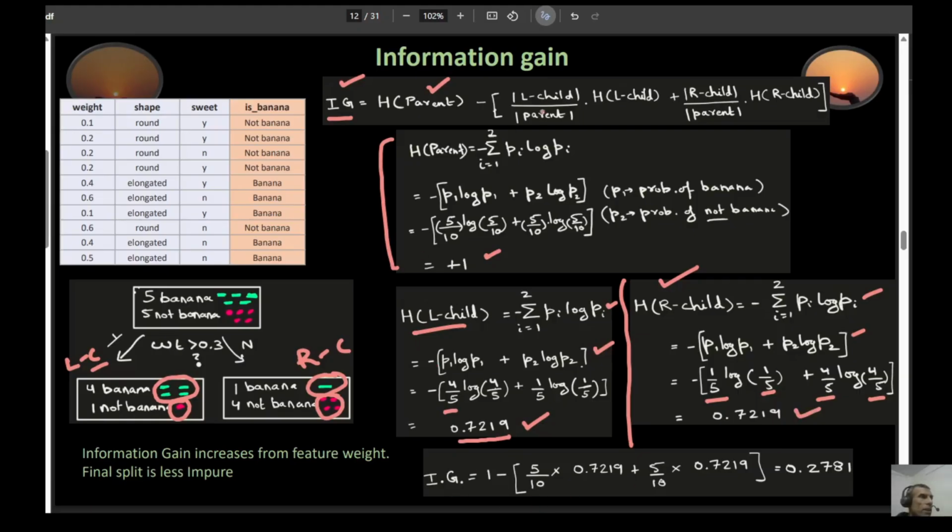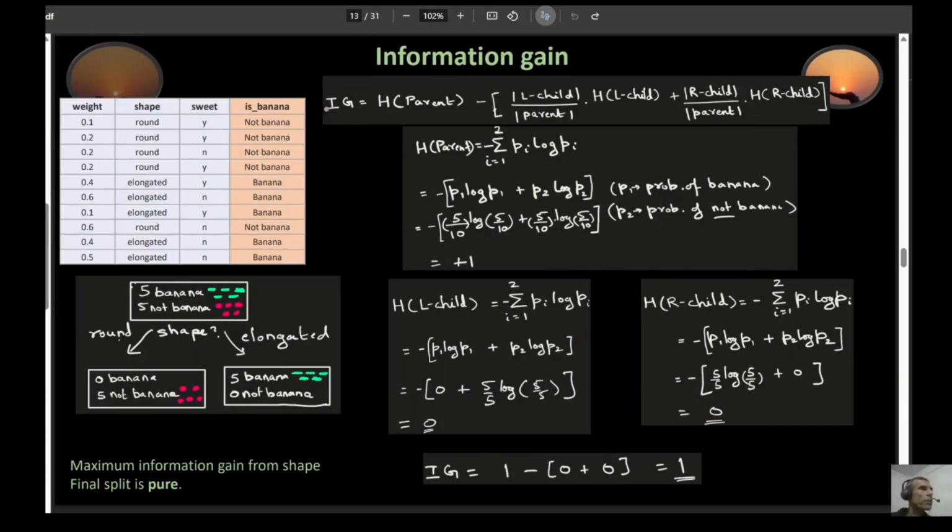Putting these values inside: the size of your left child, entropy of your left child, size of your right child, entropy of your right child. Putting in these values, you will get this number right here, 0.2781. So this is the information gain when you split along feature weight.